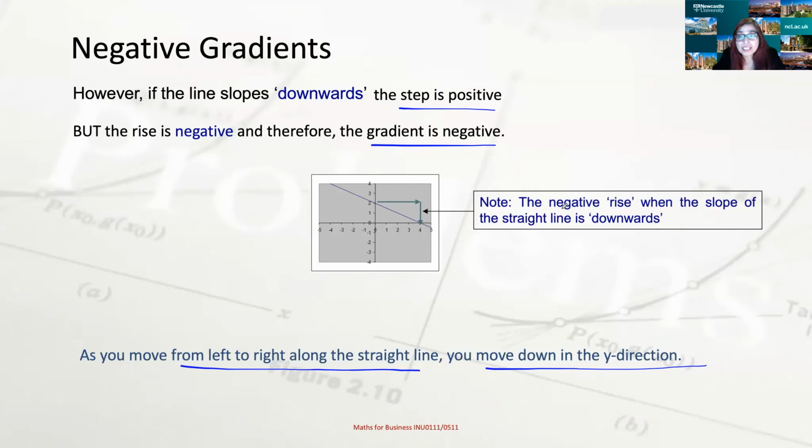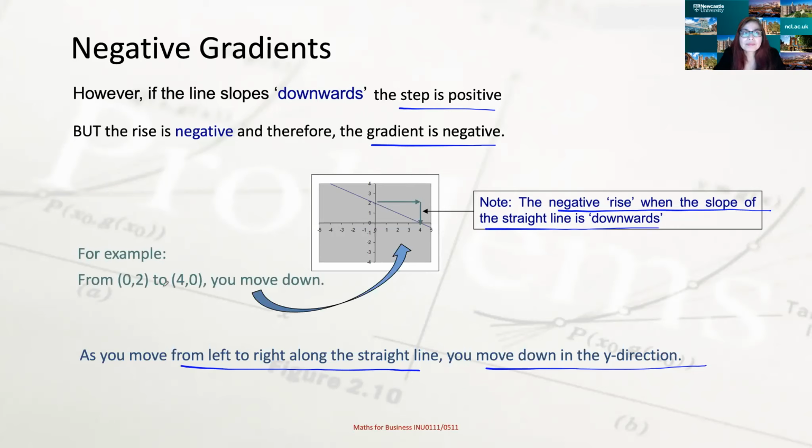It's very important you understand that a negative rise, when the slope of the straight line is downwards, is when you have a negative gradient. Let me take the example clearly. As I move along the x direction from 0 to 4, I move down from 2 to 0 in the y direction. That is why my gradient is negative for this line.